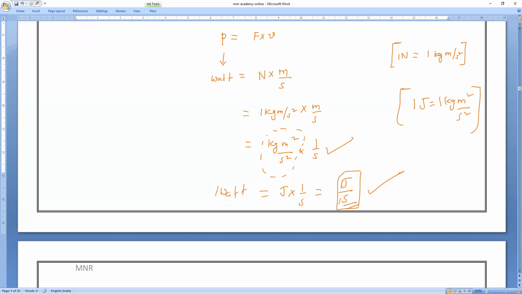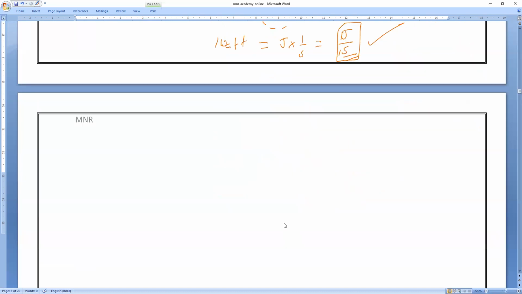And the CGS unit. CGS unit of power has no special name. The CGS unit is very simple. As we know, power is equal to force into velocity, or power is equal to work done by time. Am I right or wrong? So what is the CGS unit of work done?